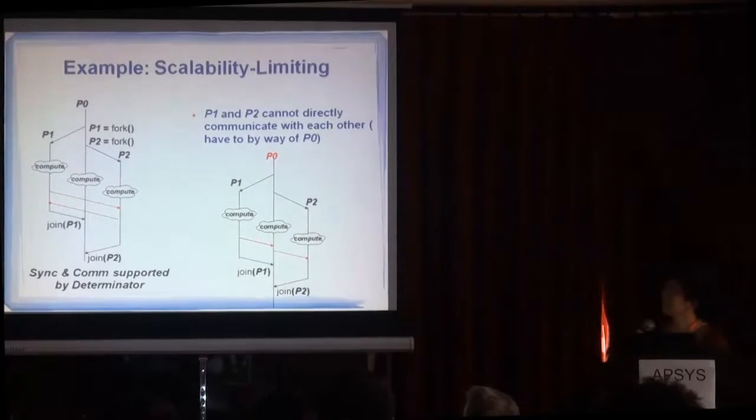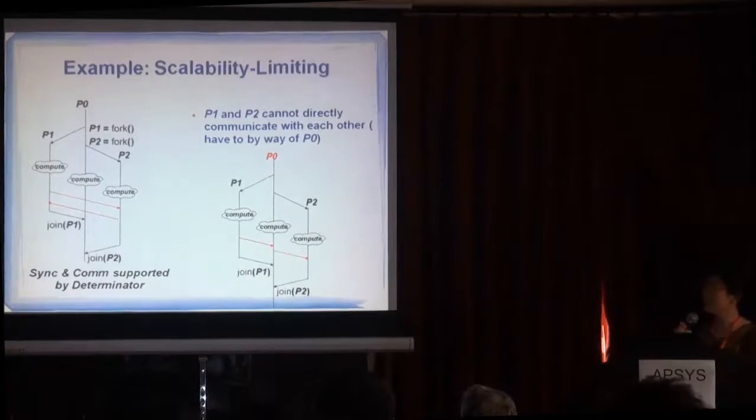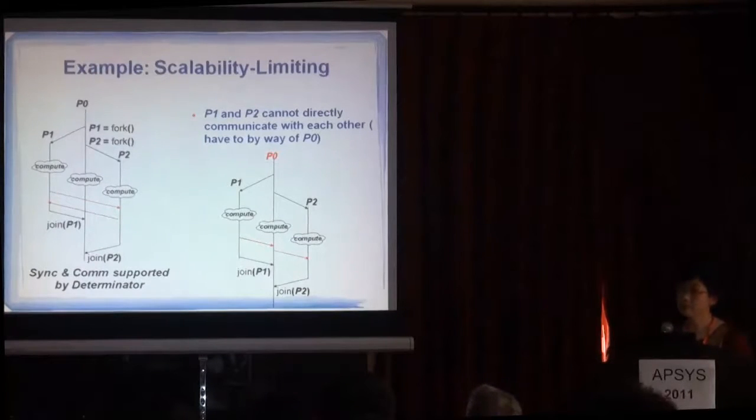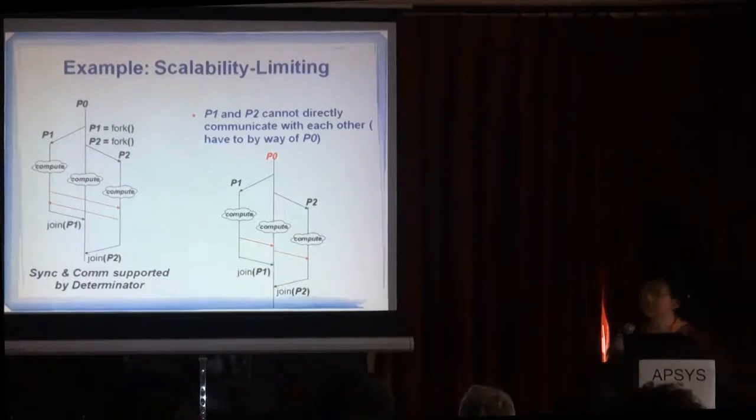Here is another example showing the scalability limitation. In this example, P1 and P2 cannot directly communicate with each other. They have to communicate by way of their common ancestor, such as P0.